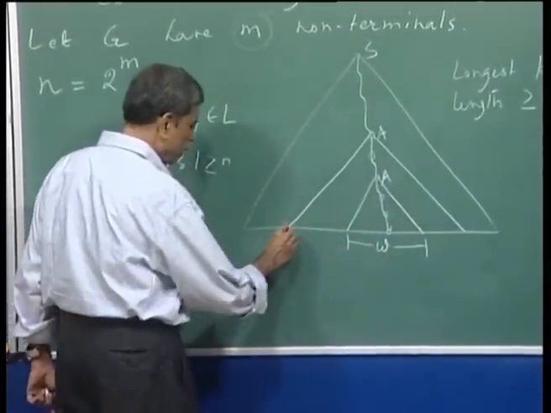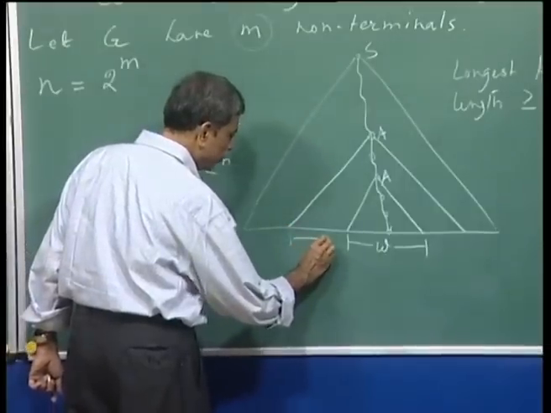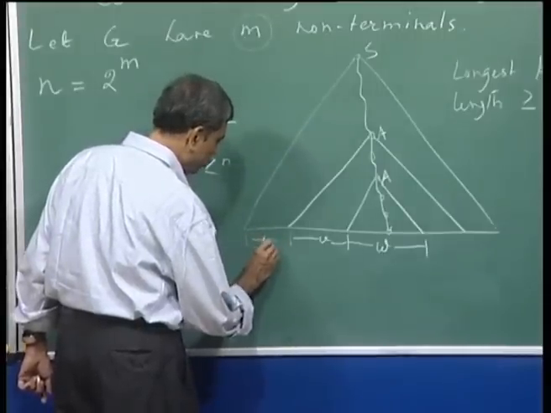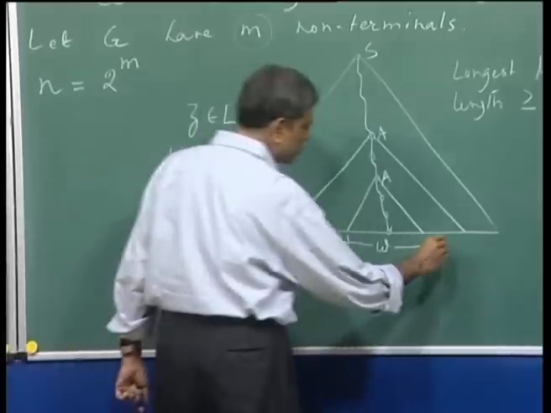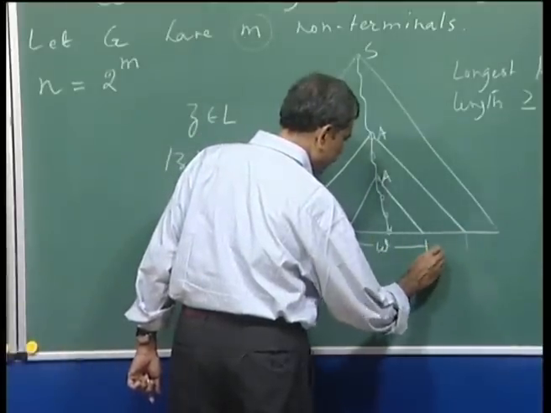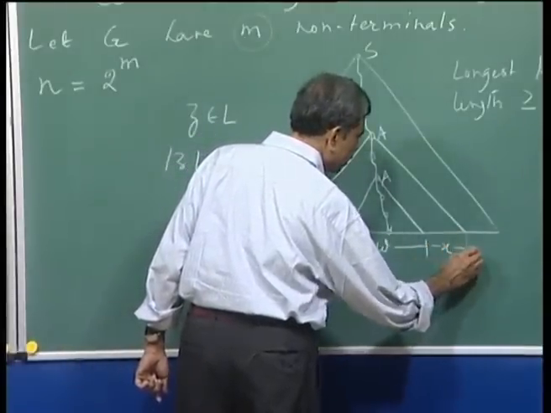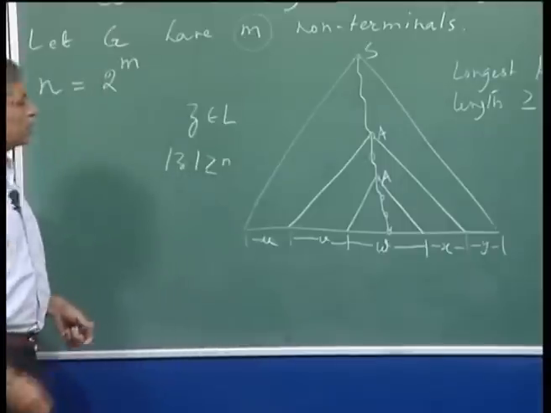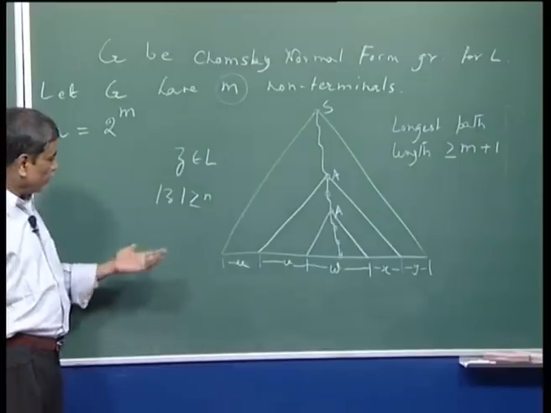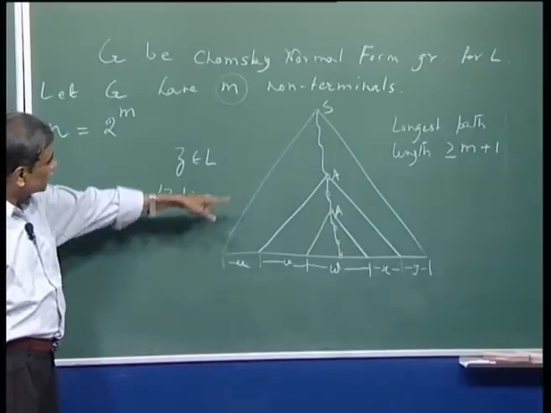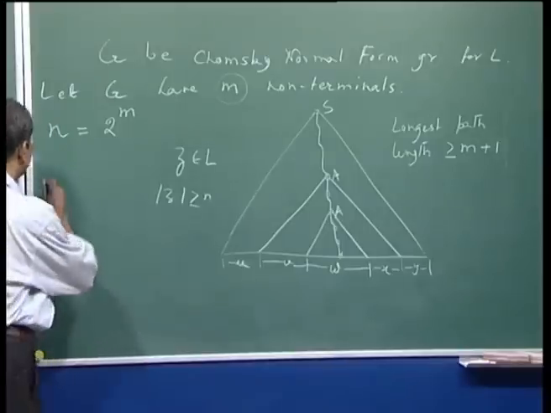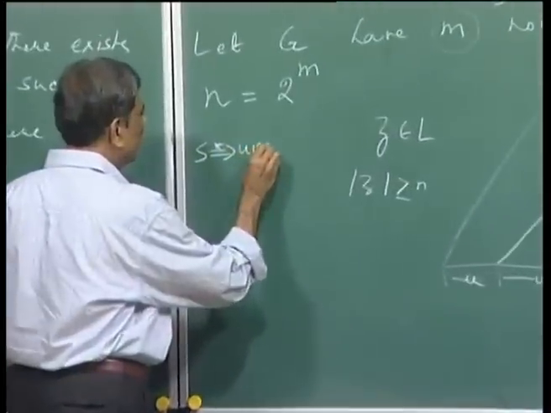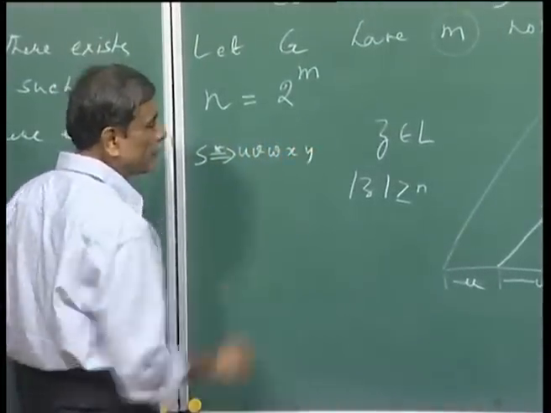this part we said is V, this part is U, this part is X, and this part was Y. So this is how we would break up the string. It's clear, right, that S of course derived the whole string Z, which is U, V, W, X, Y.